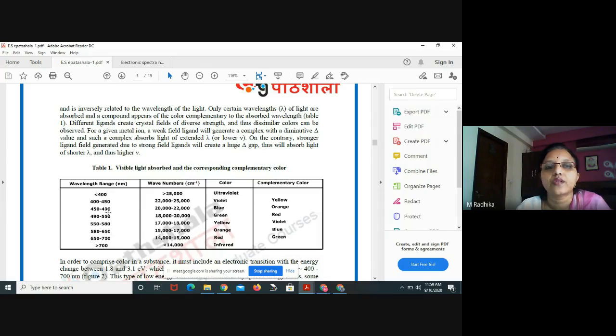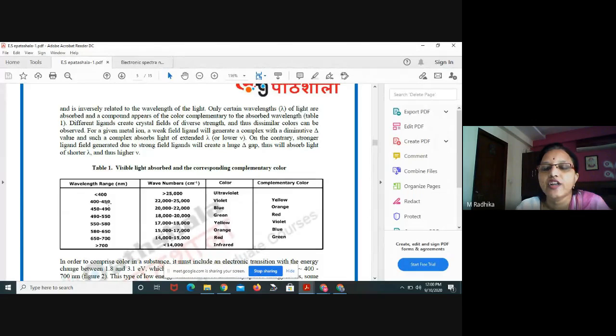Okay, so if I'm talking about 400 to 450 nanometers of wavelength, the color it is going to absorb is violet color. And what color is it going to show? It is going to show you the yellow color. So if the compound is yellow color, you should know that it is going to absorb the violet color whose range is around 400 to 450.